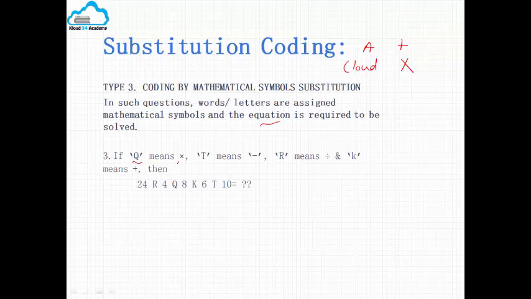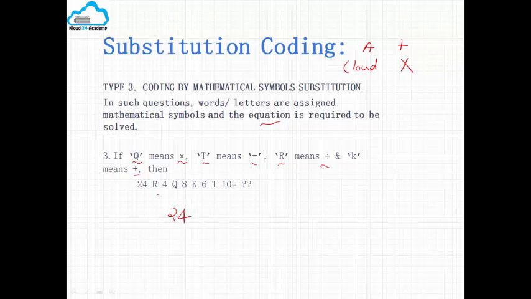Here alphabet Q means multiplication, T means subtraction, R means division, and K means addition. Then we have to solve this equation: 24 R 4 Q 8 K 6 T 10. So let's substitute the alphabets with mathematical symbols. I'm rewriting the equation now.